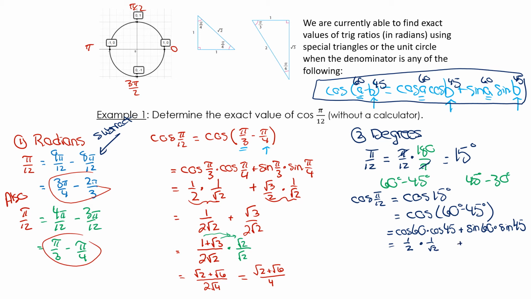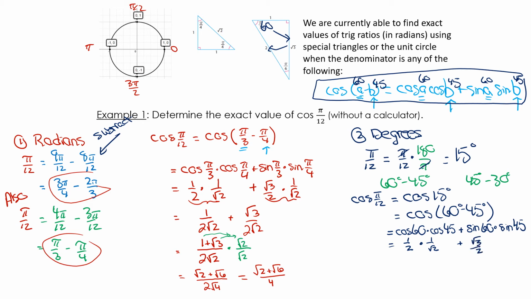Then I add sine of 60. Sine of 60, we go up to our 60-degree triangle. This is 60 right here. Sine is opposite over hypotenuse, root 3 over 2.